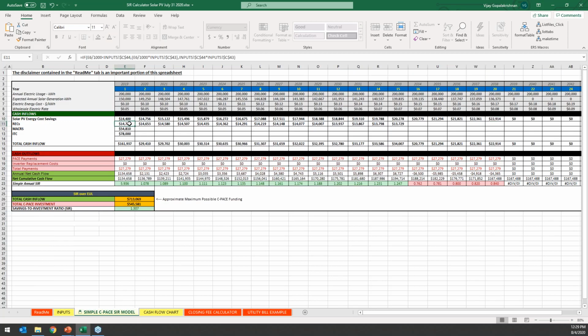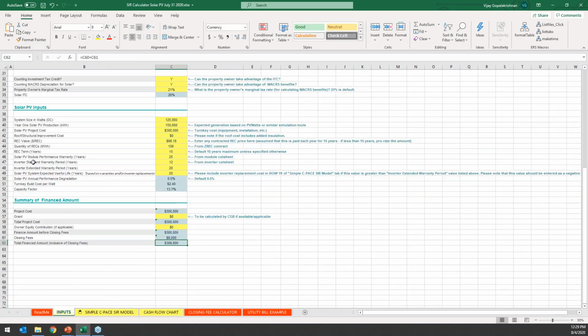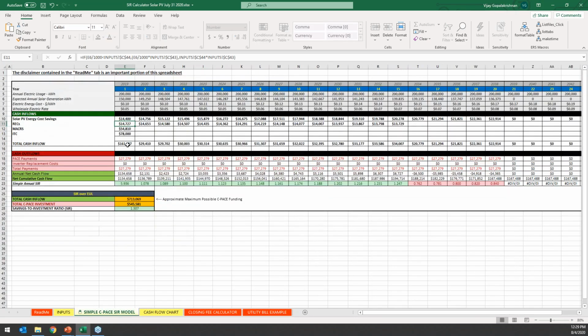The RECs are the renewable energy credits. Now they're going to be limited by whichever's lower, the maximum allowable quantity, which we entered right here. So that's 156, or the actual generation, which in this case is 150. So it's going to be limited at 150 for this project. So every year that's going to calculate based on actual generation for 15 years, which is the term we entered.